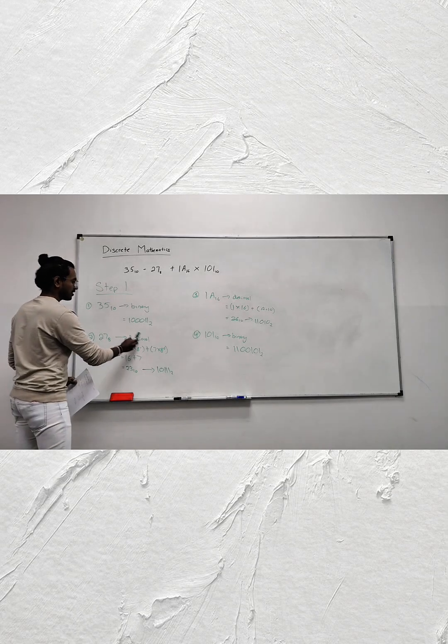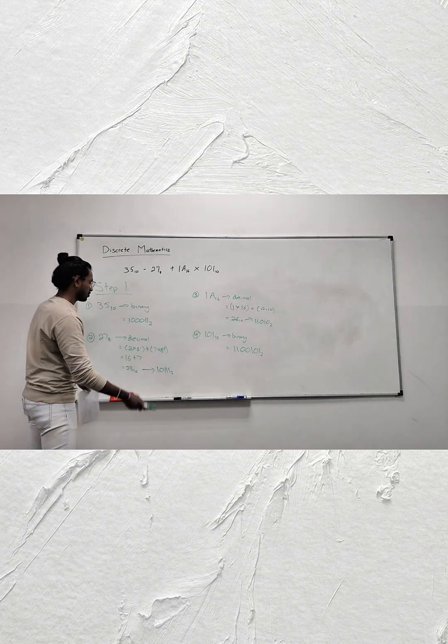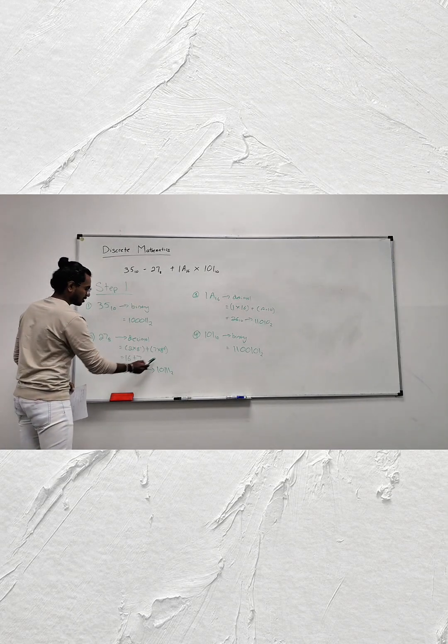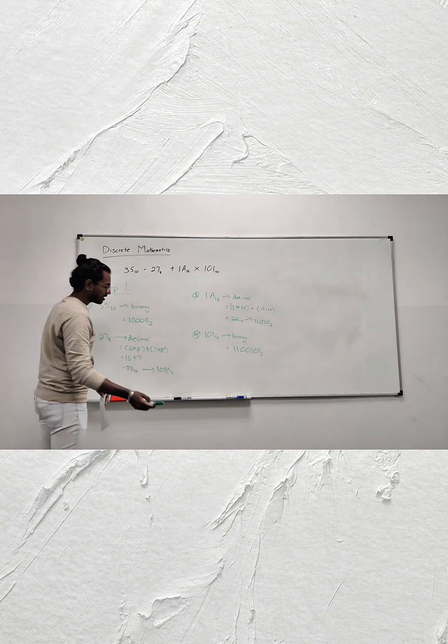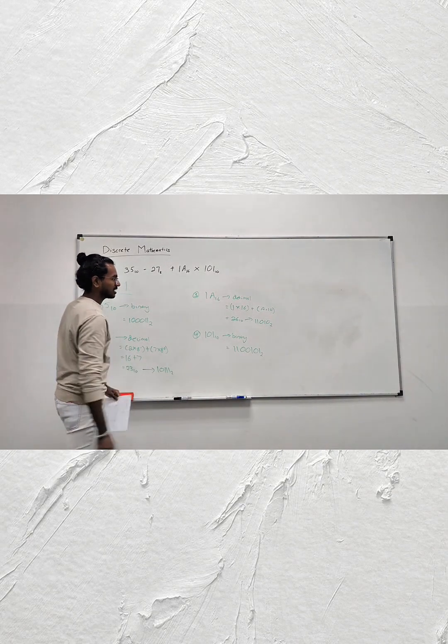So 27 base 8, you have to convert it to decimal first before converting it to binary. So this will be the equation. You get 16 plus 7, you get 23 base 10. You convert it to binary, you get 10111 base 2.